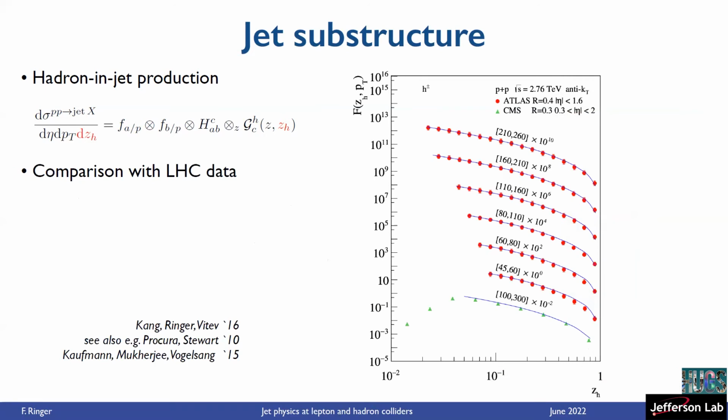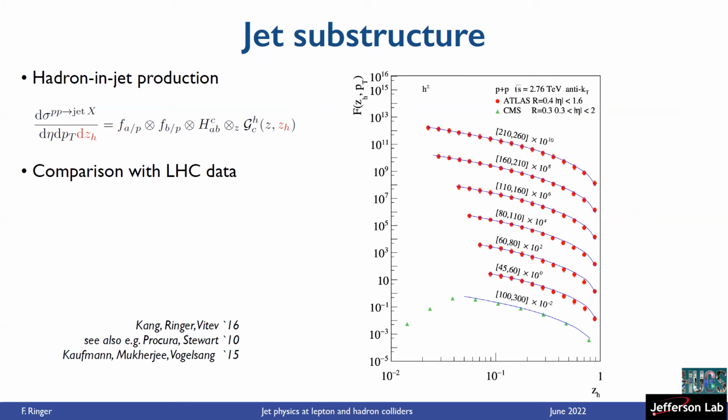And in this case, because that's really just a fixed order computation, essentially, using this factorization, we can directly compare to data. That's not as difficult as the jet mass. So what you can see here is a comparison to ATLAS and CMS data, plotted as the momentum fraction z_h of the hadrons, so it's a quantity between 0 and 1. And you can see that overall it actually works very well.